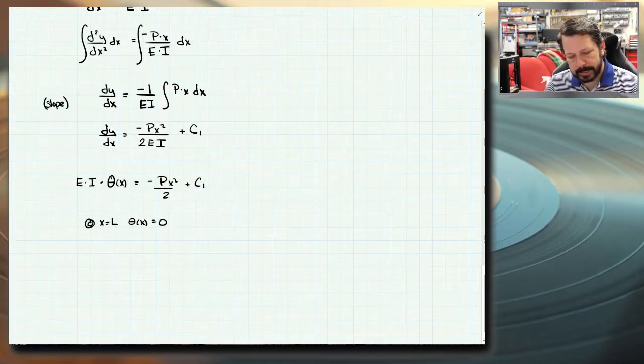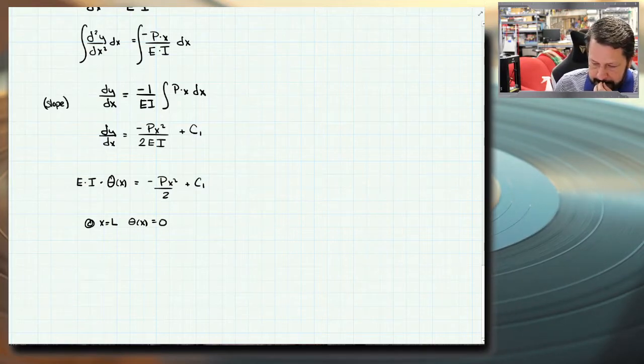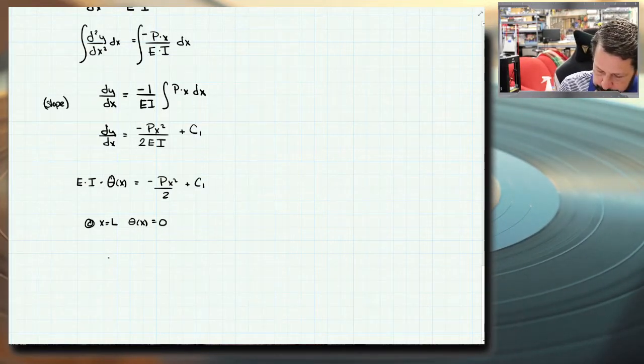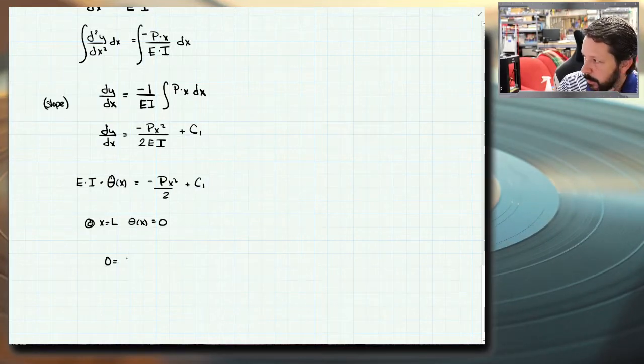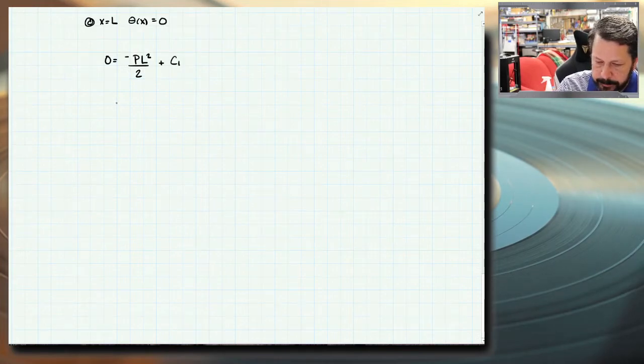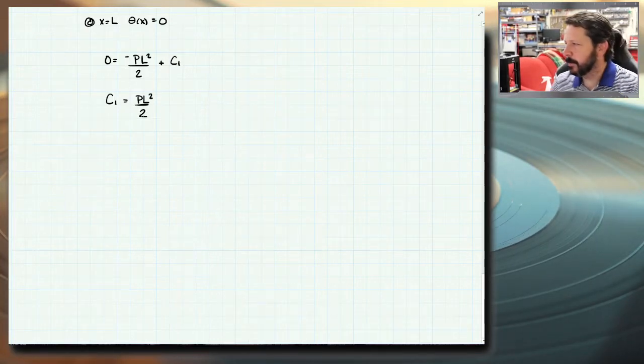So that whole left-hand side becomes 0. And then I'm left with 0 equals negative p, and now x is L, so this is L squared over, we'll leave that 2 in there, I didn't move it, plus C1. And therefore, C1 equals PL squared over 2. So we have a value for C1.